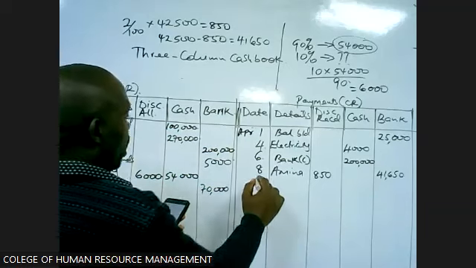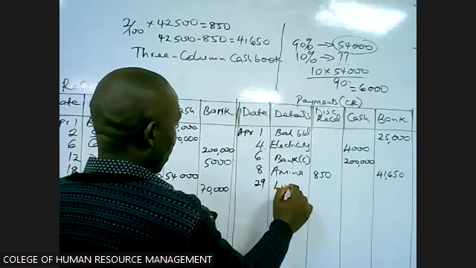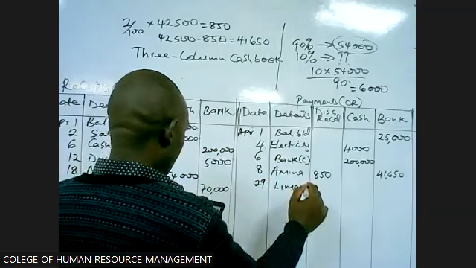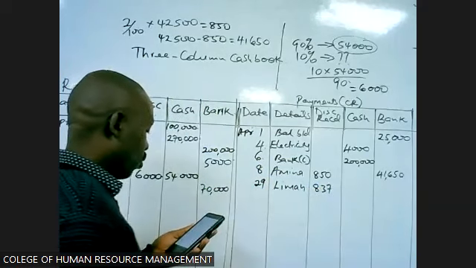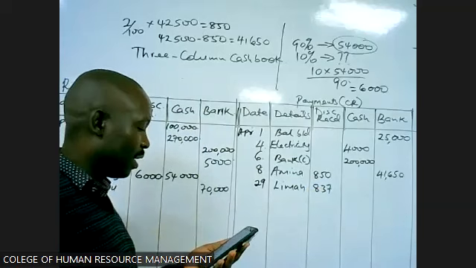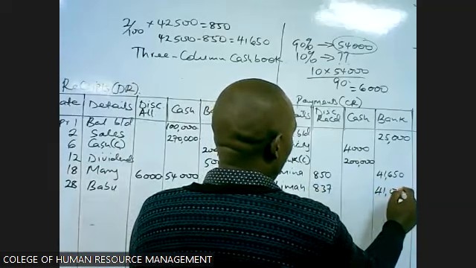So you put it the way it is on the 29th. We paid Lima. The discount received is 837. And then we are told we paid 41,000 after deducting this. So 41,000 is what we paid. So we record as we have been told.